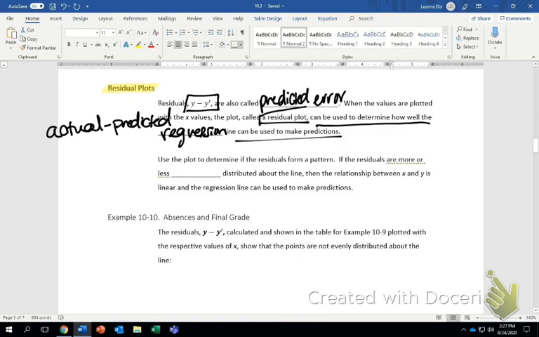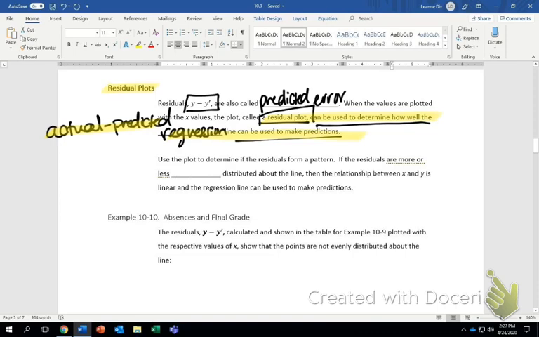So a residual is the difference, again, between the actual and the predicted, and it can be used to determine how well the regression line can be used to make predictions. Okay, so these are really, really important. Understanding these concepts is really, really important.